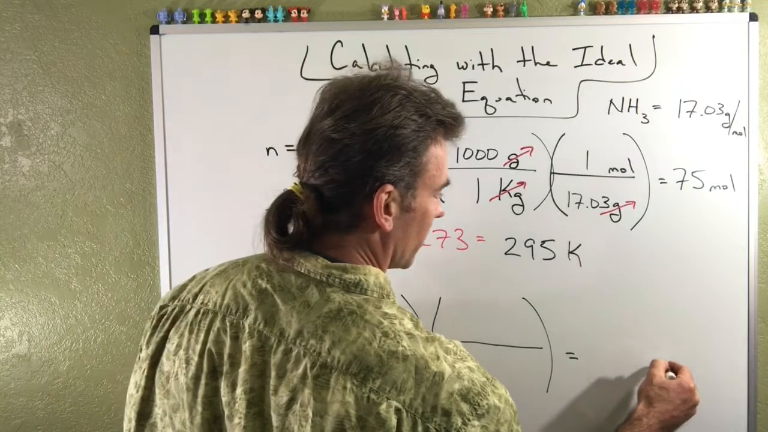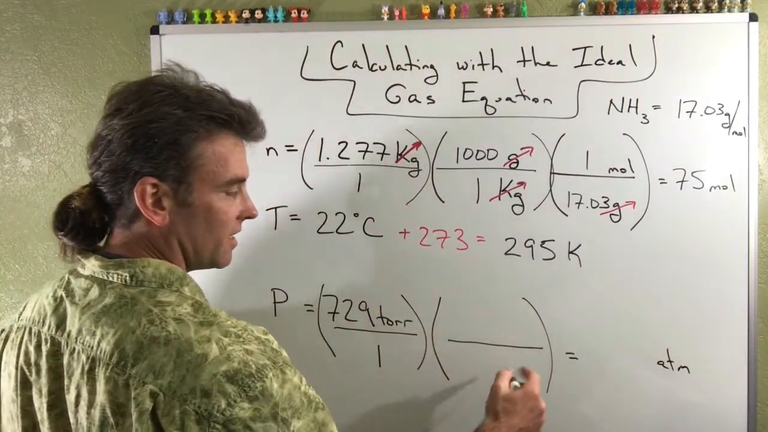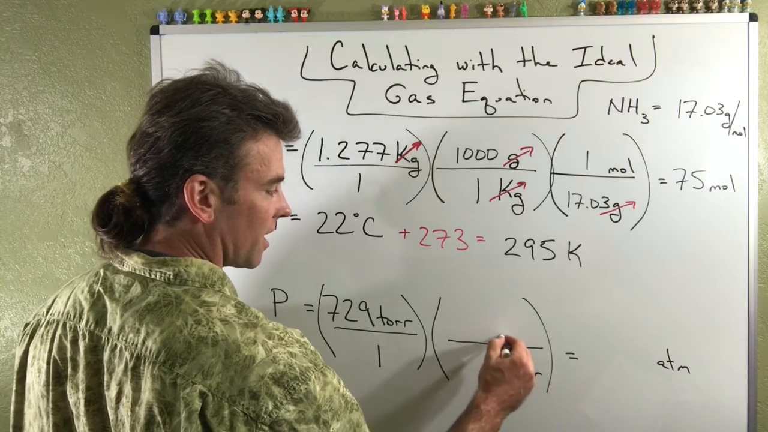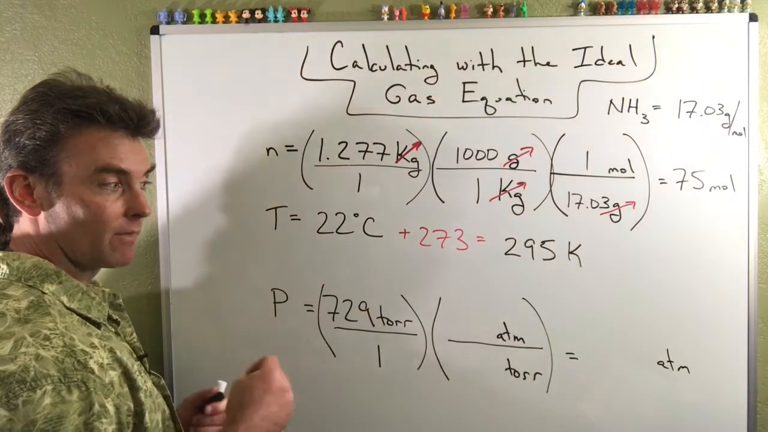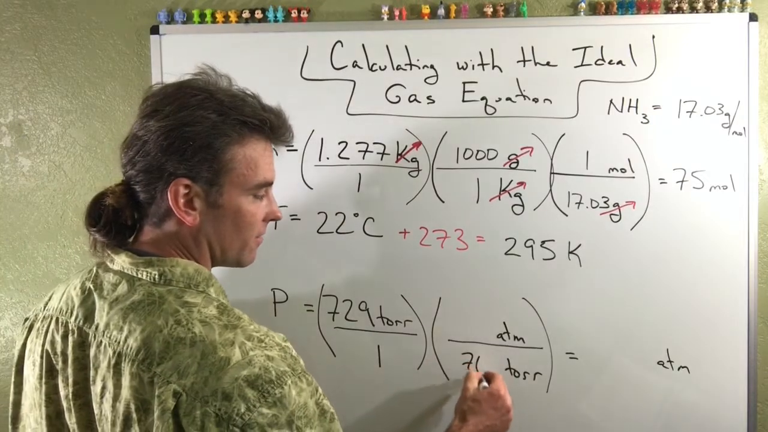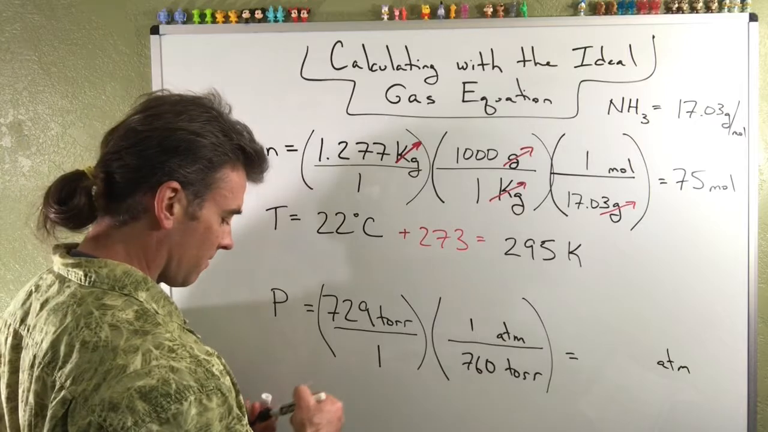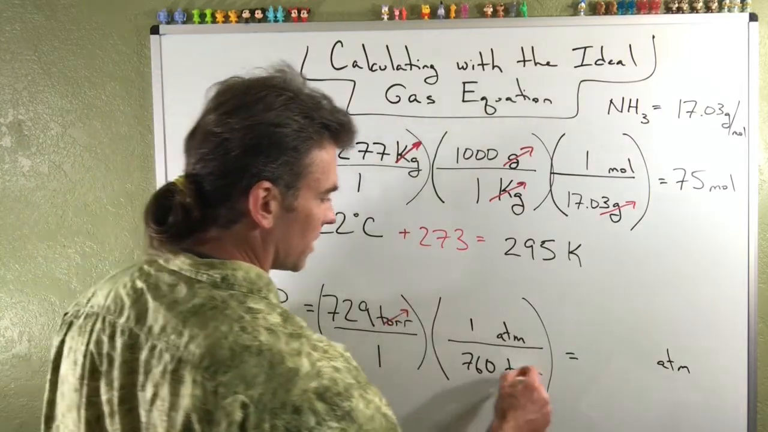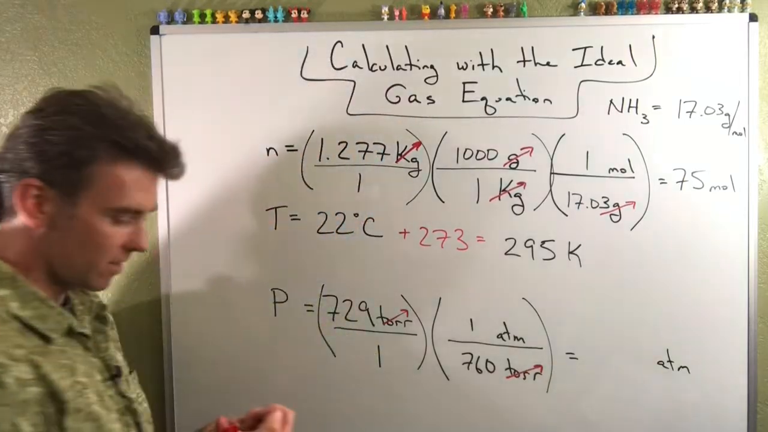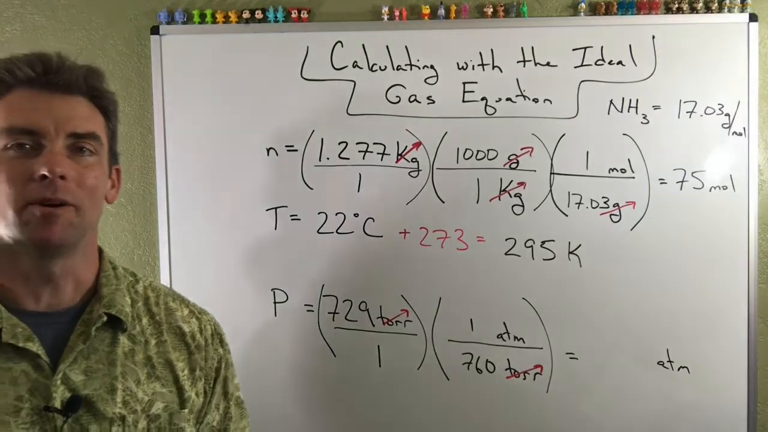We know we want to go to atmospheres. So that means I need torr in the bottom here, atmospheres in the top. We know from the very first video that there's 760 millimeters of mercury in exactly 1 atmosphere. Torrs cancel out. I'm left with atmospheres. So let's write that number down and then we'll do some algebra.